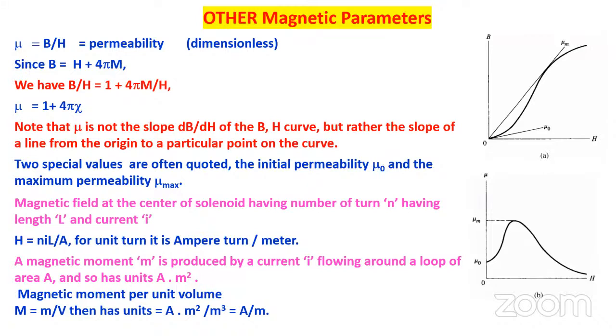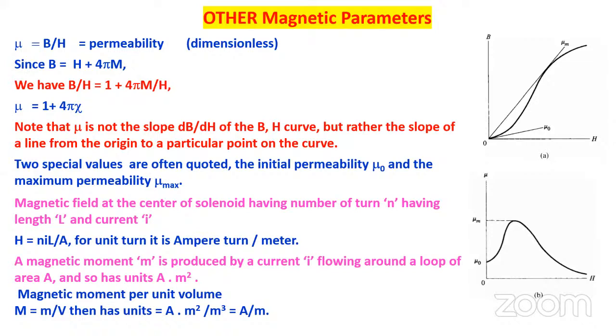Now you know, like the solenoid we had considered, the magnetic field at the center of the solenoid having number of turns equal to N and length L, and current passing through it, if I assume that as I, then the magnetic field produced is expressed as H is equal to NI by L. And if I define this for the unit turn, then this is called ampere turn per meter. So the magnetic moment M is produced by the current I flowing around the loop of the solenoid having the area of A, and therefore it has a unit of ampere meter square.